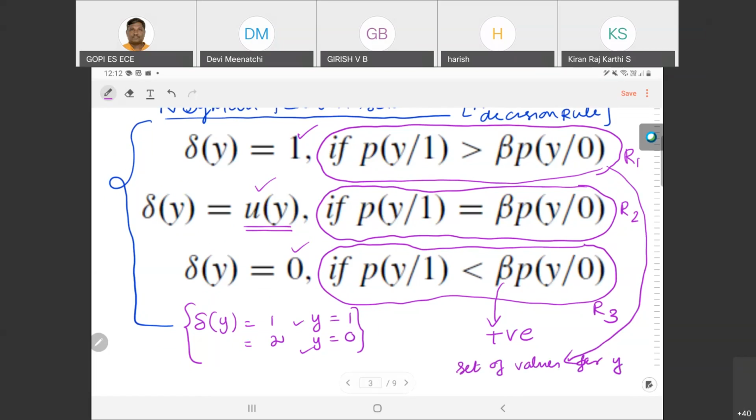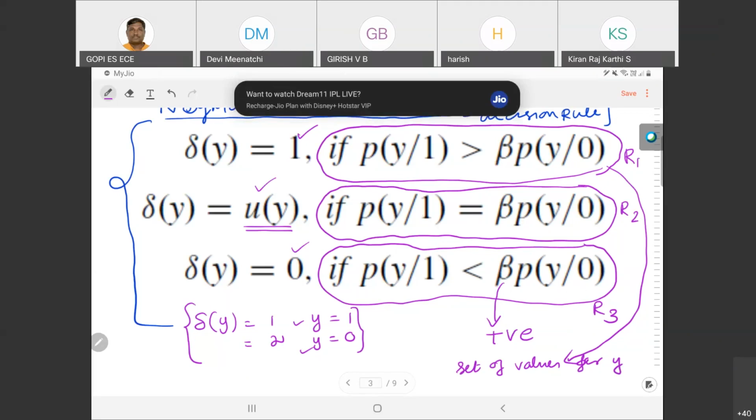Set of all values of y such that probability of y given 1 is greater than beta times probability of y given 0, that is region 1. And set of all values of y such that probability of y given 1 is equal to beta times probability of y given 0, that is region 2. And probability of y given 1 less than beta times probability of y given 0, that is region 3. So these are all the 3 different regions, region 1, region 2, region 3.